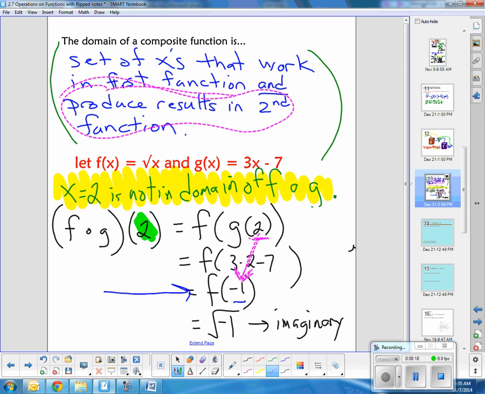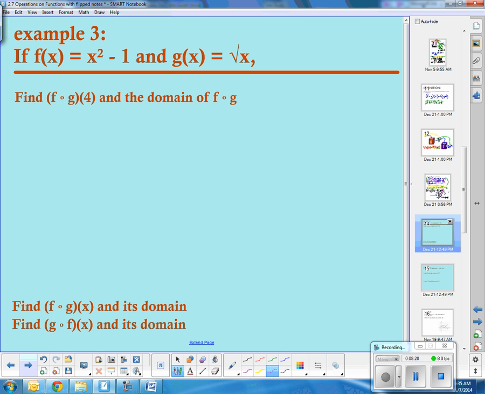So we're going to go through some practice, just show a couple of examples really quickly here, and we'll pick up the rest in your classes. So here's an example. You might want to take a second to pause the video and write this down. If f of x equals x squared minus 1 and g of x equals the square root of x, find f open circle g of 4, and we're not going to find the domain for this particular one. We're just going to find f open circle g of 4.